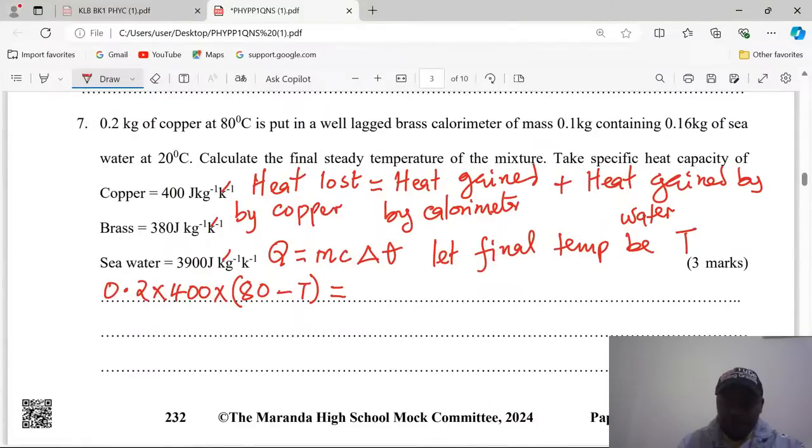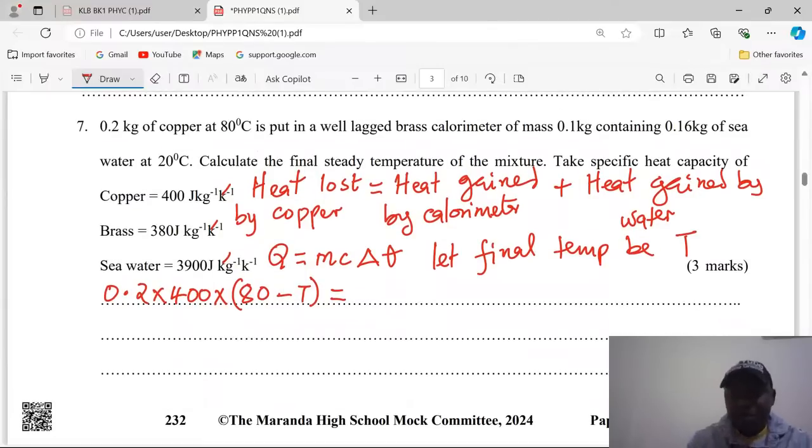This is equal to, on the other side now, we can begin with a calorimeter of mass 0.1 multiplied by, it's made of brass, so brass is having a specific heat capacity of 380 times change in temperature. Now for the calorimeter, the heat is raising from 20 to a certain final temperature, which is not known. We have let it be T.